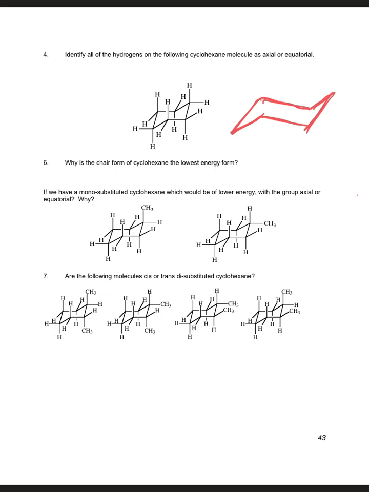From the carbons that are going down, we draw a group going straight down. From the carbons that are up, we draw a group going straight up. Okay, so those are the axial groups. They're either going straight up or straight down off of the carbon. So the little red dots are the hydrogens that are going straight up or straight down.